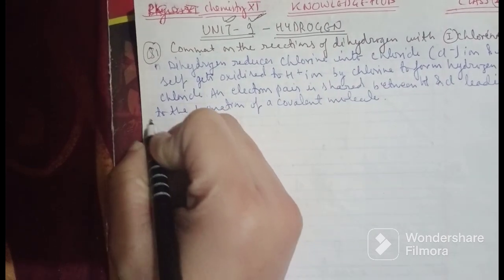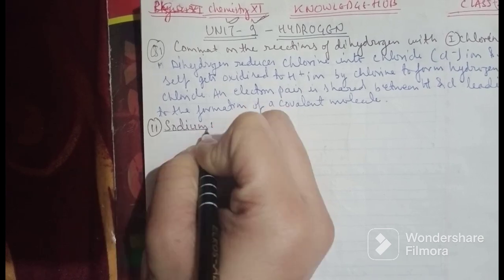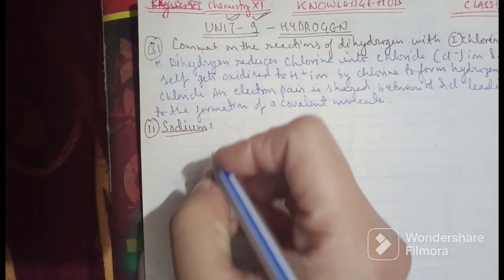Now we go for another one, which is sodium. For sodium, dihydrogen is reduced by sodium to form NaH, and an electron is transferred from Na to hydrogen, leading to the formation of the ionic compound Na plus and H minus.